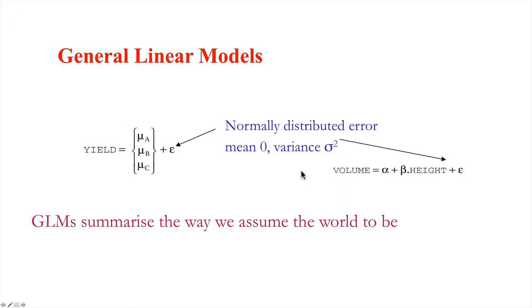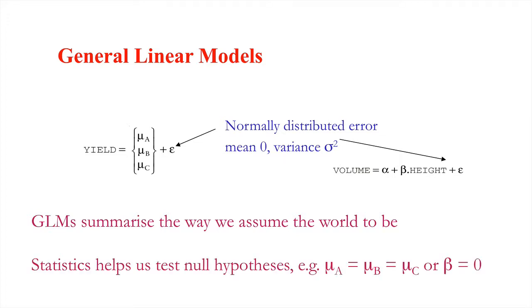General linear models assume that the world is structured in a certain way, and they summarize the way we assume the world to be. Statistics helps us test null hypotheses about the way we view the world. For example, whether the population mean level responses for each of the levels are the same, or whether the gradient beta in this linear regression model is equal to 0.